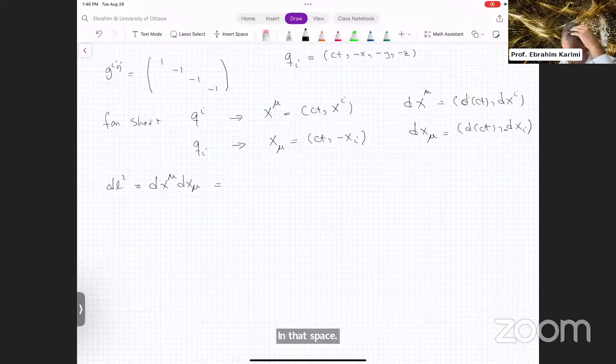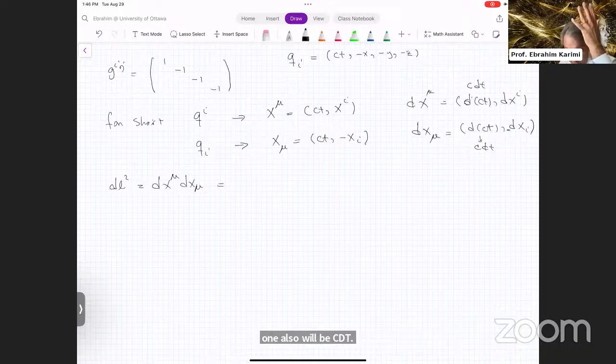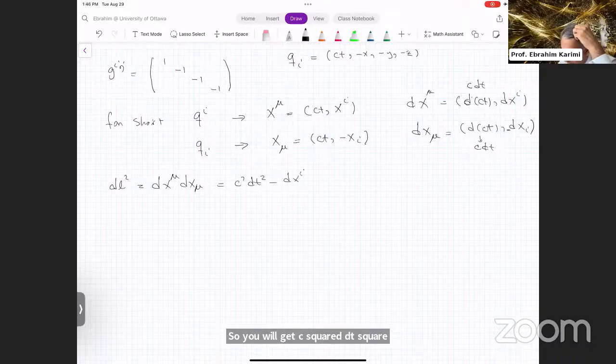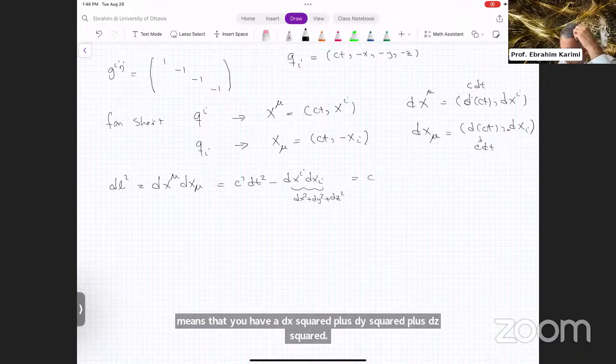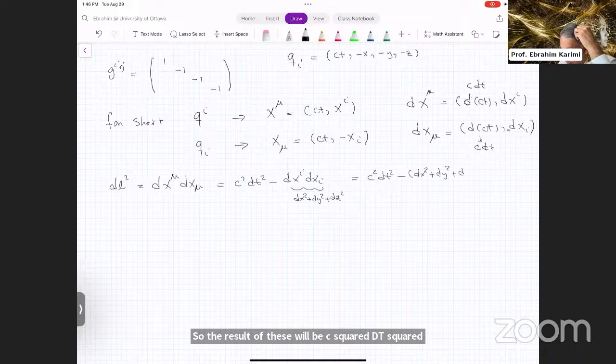And the result of this will be, c is a constant, so the result of these will be c dt, and that one also will be c dt. So it will be the dot product of the two, essentially. So it will be the summation over both of them. So you will get c squared dt squared minus dxi, which means that you have dx squared plus dy squared plus dz squared. So the result of this will be c squared dt squared minus dx squared minus dy squared minus dz squared.